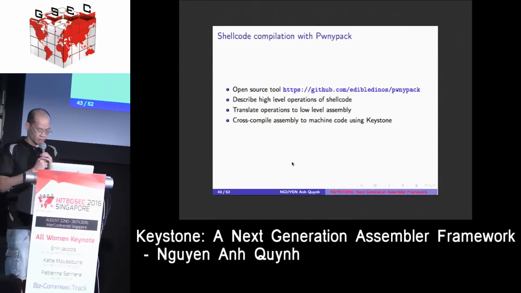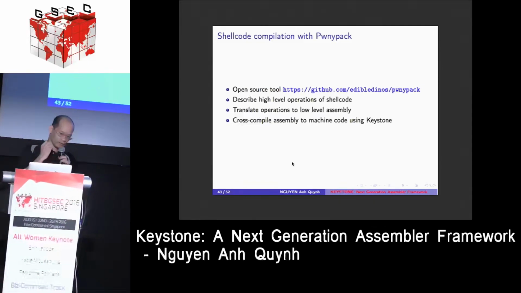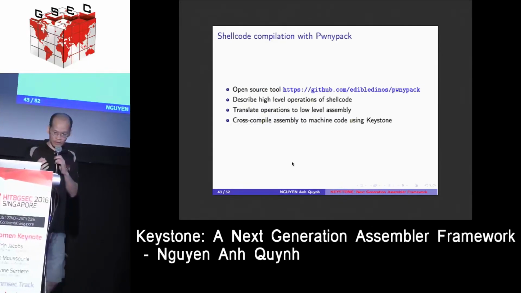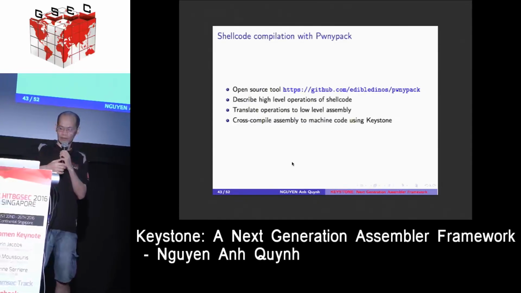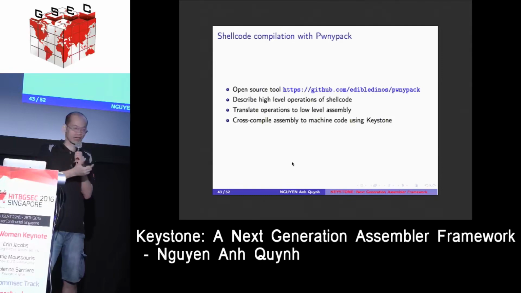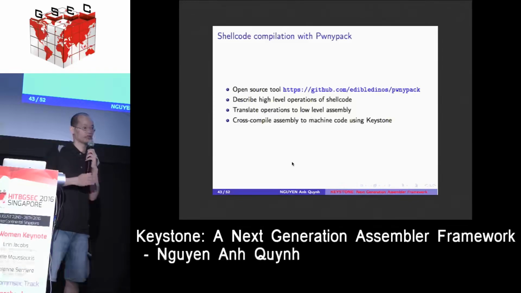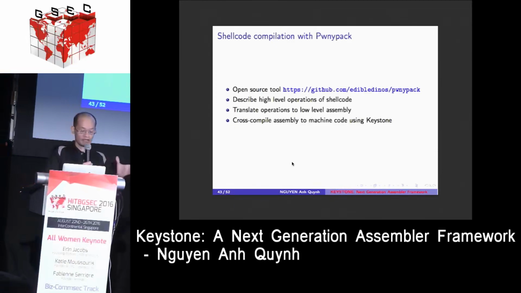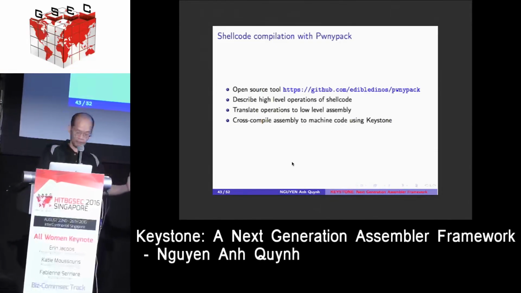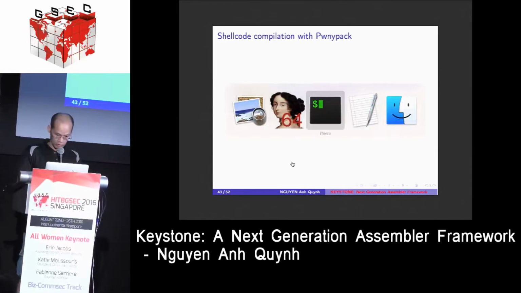So to use this one, you need to describe the high-level operation of the shellcode, and after that, internally, Ponypack translates all those high-level operations to low-level assembly. And finally, it uses Keystone to compile assembly for different architectures. And that's why Ponypack can support shellcode for a lot of CPUs. So here's the demo.